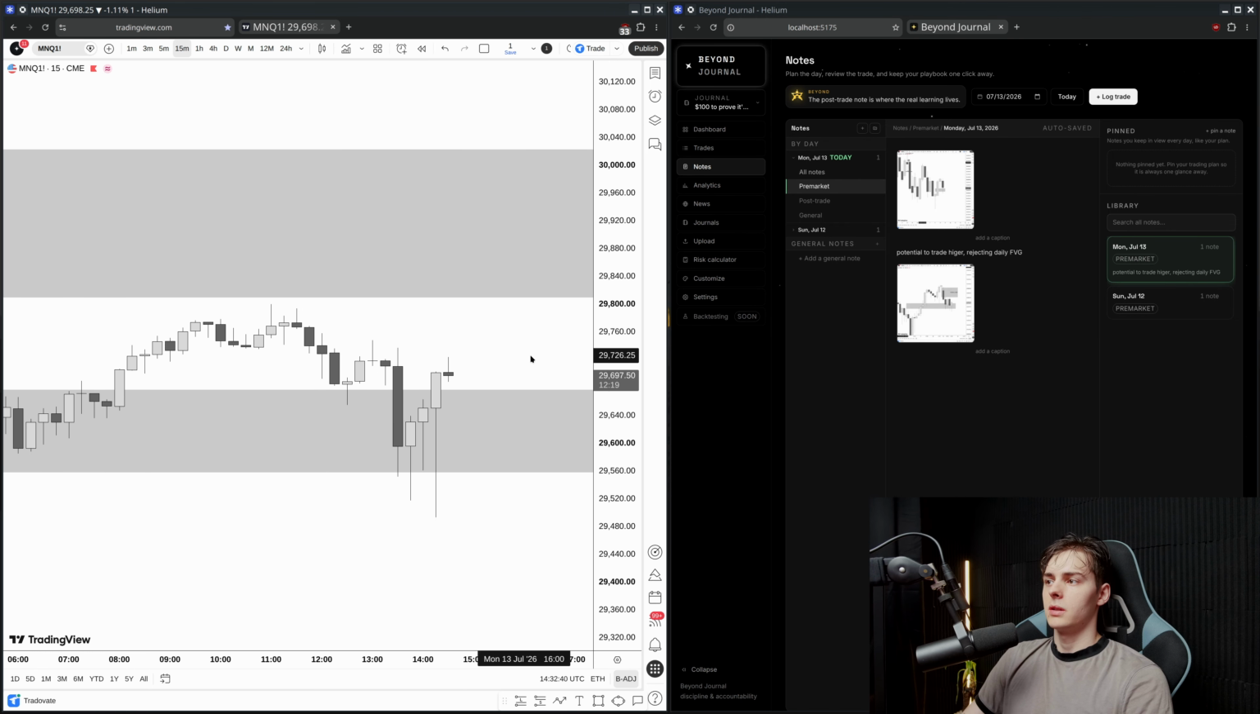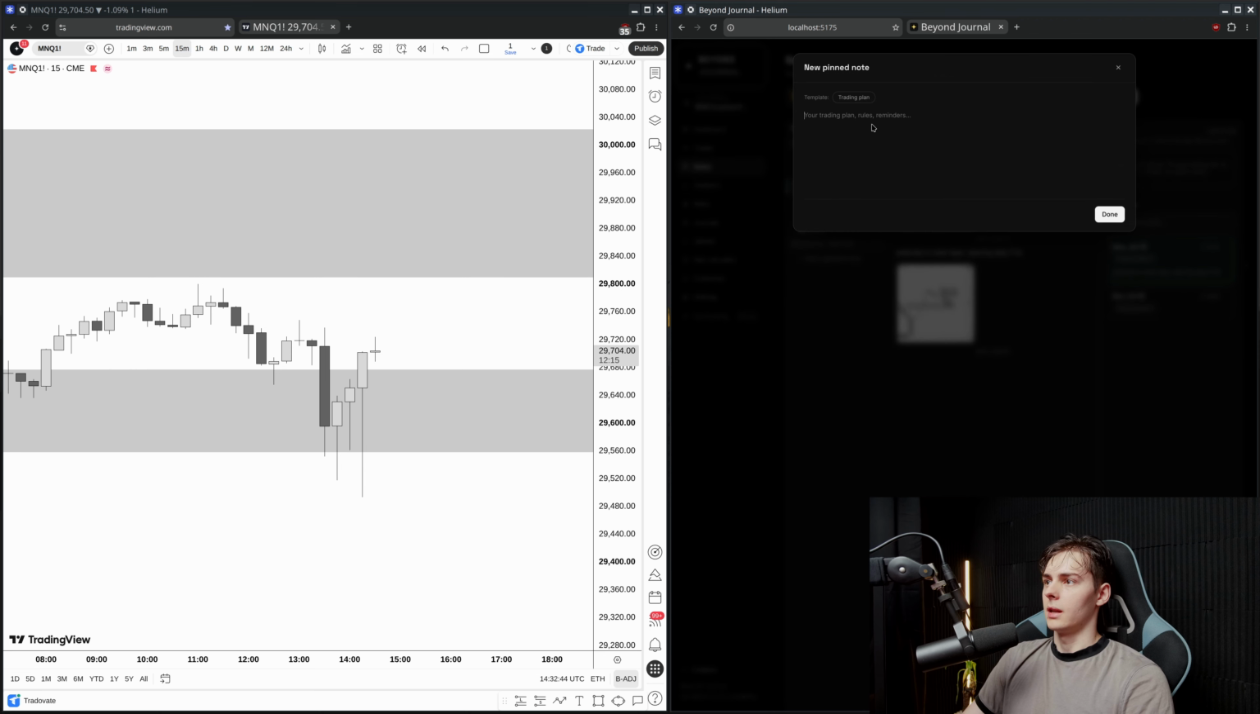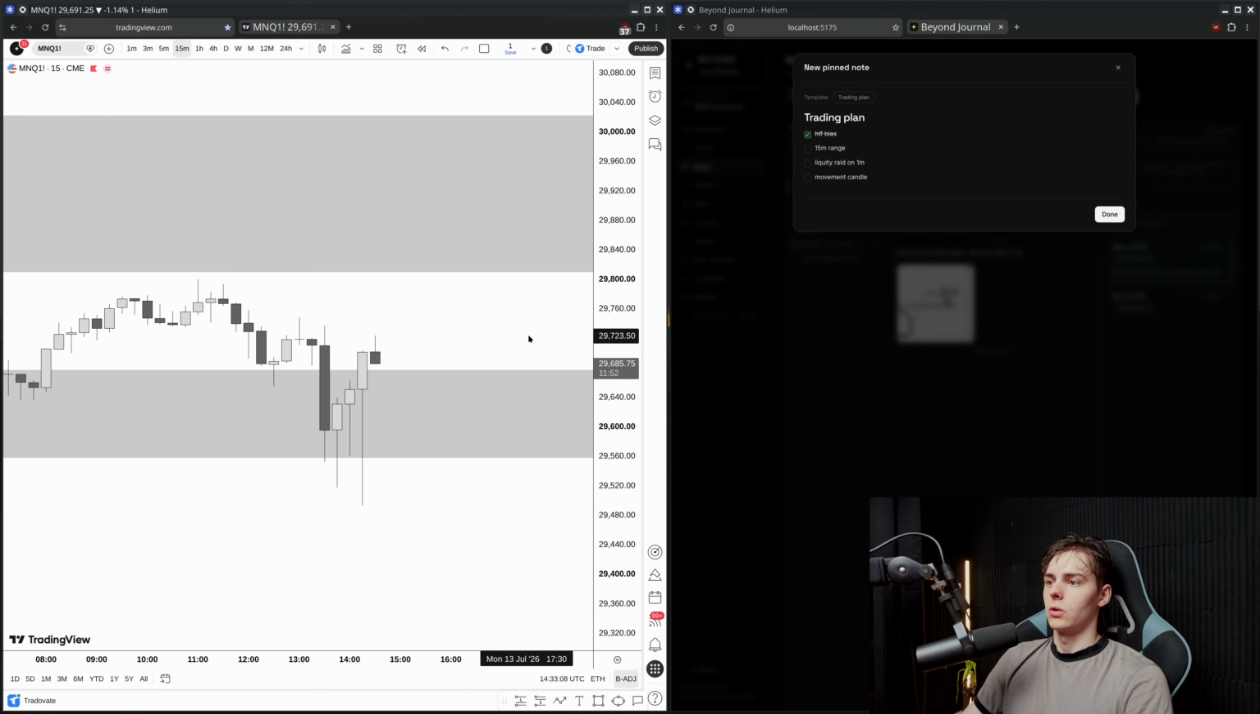Now going to the 50-minute time frame, I'm going to be following my trading plan. We're going to be adding a note, which is going to be like this, trading plan. And we want to basically mark out all of the different things. So to do, first of all, higher time frame buys. We have that 50-minute range as usual. Then we want to have a liquidity raid on the 1-minute time frame, and then a movement candle. Anything after that is going to be our entry. So we have the higher time frame; we're going to be checking that.